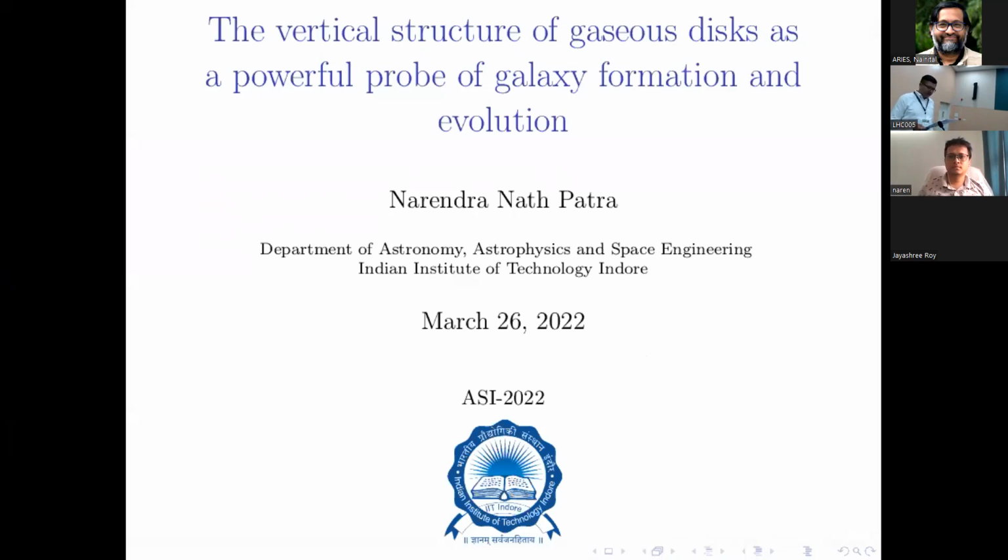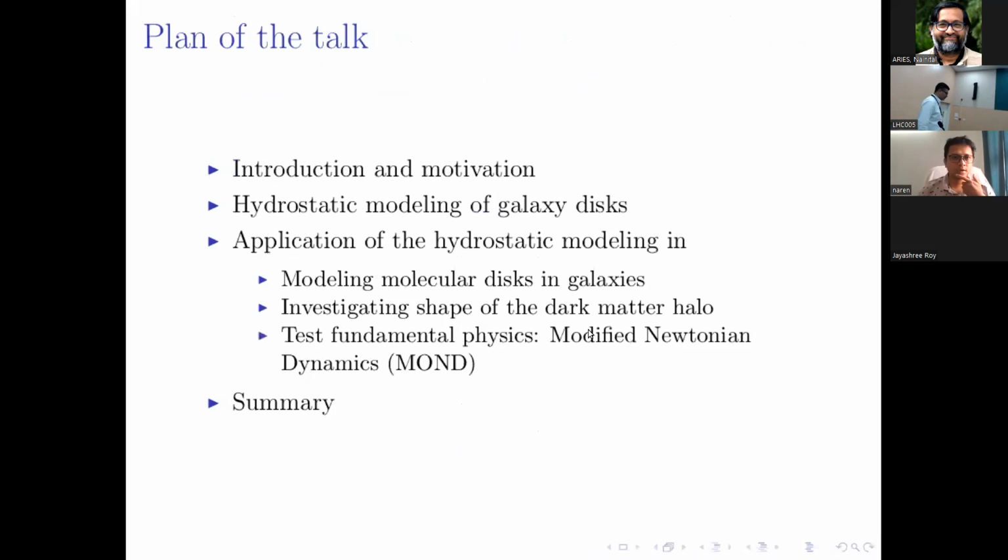Gaseous disks as a powerful probe of galaxy formation and evolution. So this is a brief plan of my talk. I'll start with a brief introduction and motivation. I will discuss what are the challenges in the field, and to overcome those challenges, I will employ the hydrostatic modeling to model the galaxy disk, and give you some applications where we really apply this technique or this modeling to probe galaxy formation and evolution process or the physics.